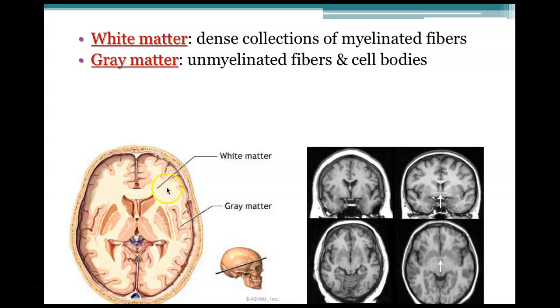So just in case you're wondering what made them gray and what made it white, the white matter is the myelinated fiber. So the white matter is actually made up of a bunch of myelinated axons, and the gray matter are unmyelinated fibers and cell bodies. So really all of the signaling itself and the neurotransmitters are being released in the gray part, and then the action potentials are just being propagated along through the white part.